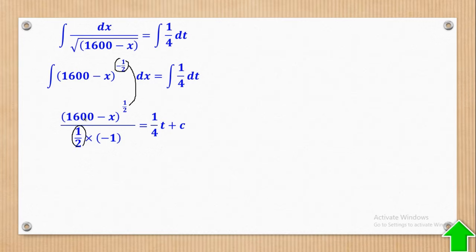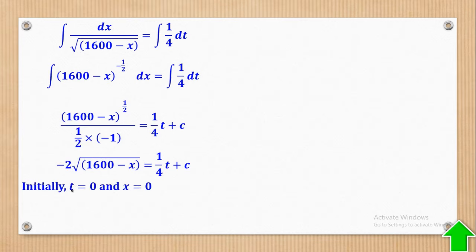Then you multiply by the derivative of the inner bracket. So the derivative of this is negative 1, which is that. And integrating this gives you that plus the constant of integration. A half times negative 1 is negative a half, but remember it's in the denominator, so it can come up to become negative 2.